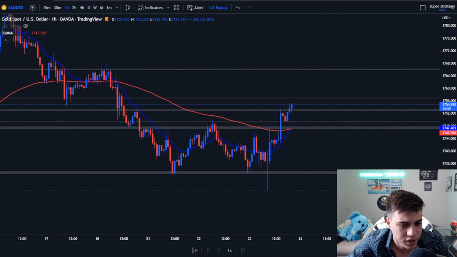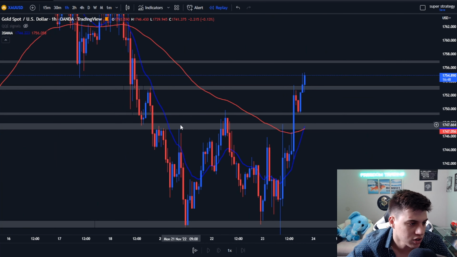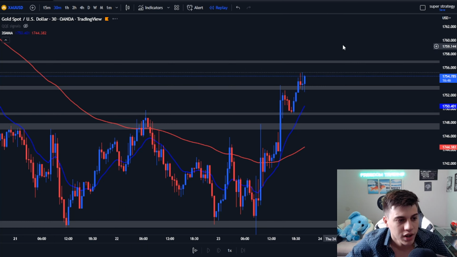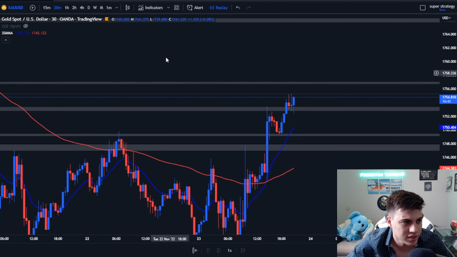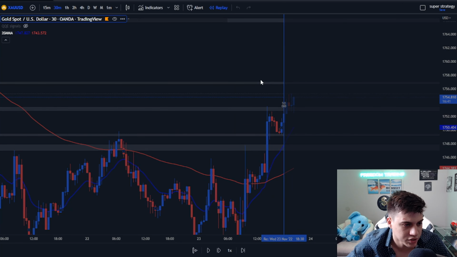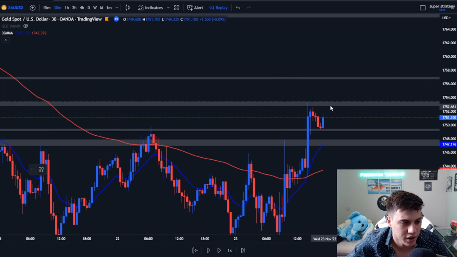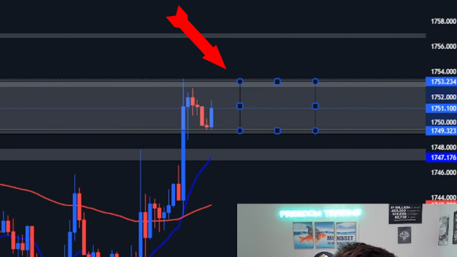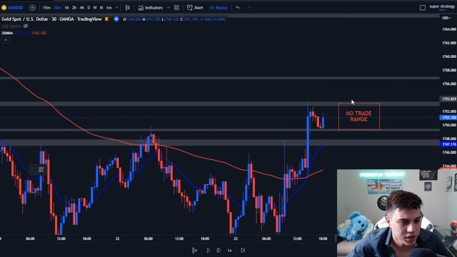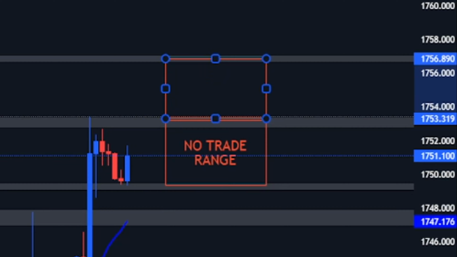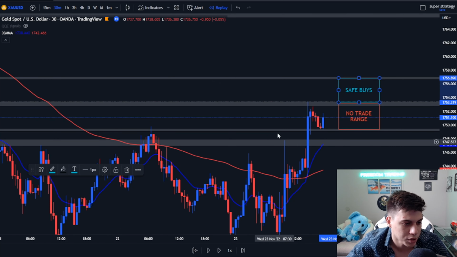So now that I have all my zones here, guys, I'm going to start to look on the lower time frames and start marking up these zones. So let's say price was over here, started to range. Where would be my no trade range? My no trade range would be this area here. No trade. This will be my no trade range. These will be safe buys, due to the fact that we have a bullish market.